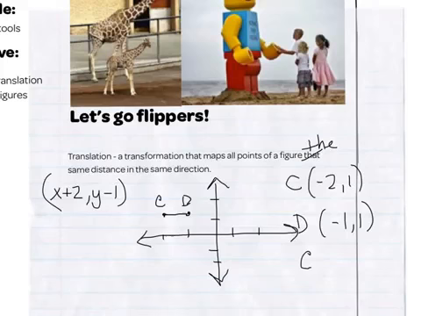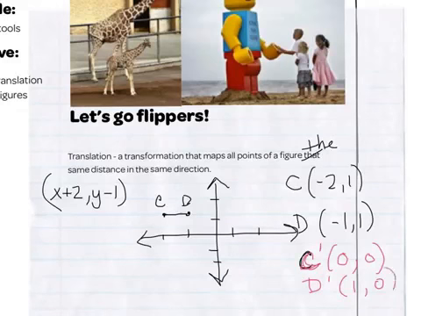So C prime, let's use red, C prime is going to be at 0, and then it's also going to be at 0 because 1 minus 1 is 0. Okay, and then let's look at D. D prime here is going to be at, if I take -1 and add it to 2, I'm going to end up with 1. And then if I take 1 and subtract 1, I'm going to end up with 0. So that's going to be at 1, 0. So let's graph these new points. And there are new points already graphed so nicely for us.